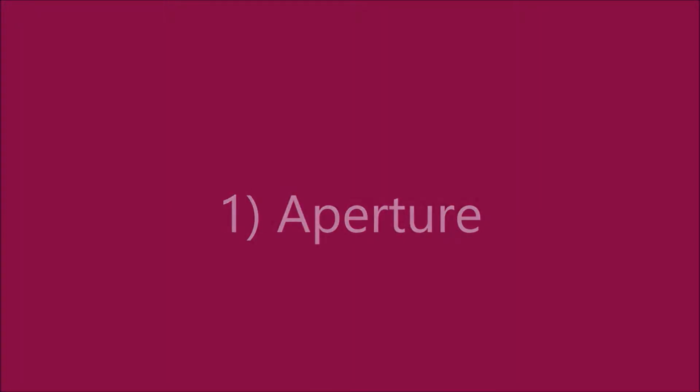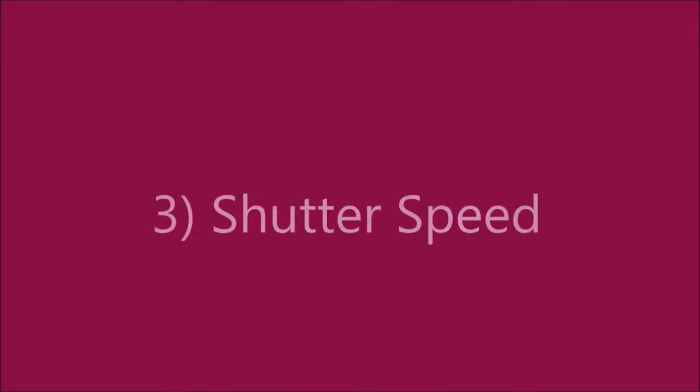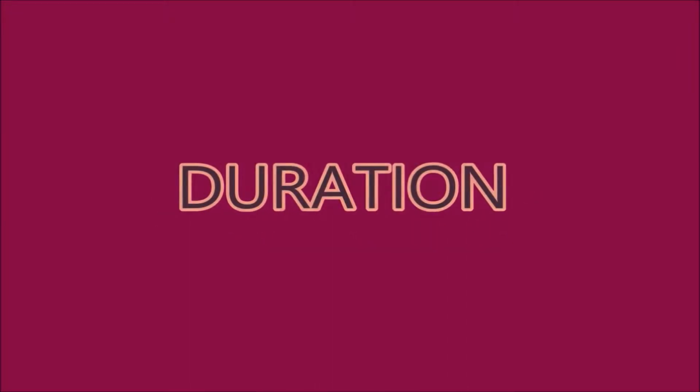Exposure determines how light or dark an image is. It is determined by three camera settings. 1. Aperture, which controls the area over which light can enter your camera. 2. ISO, which controls the sensitivity of your camera sensor to a given amount of light. 3. Shutter speed, which controls the duration of the exposure. These three things are equal to width, time, and quantity.